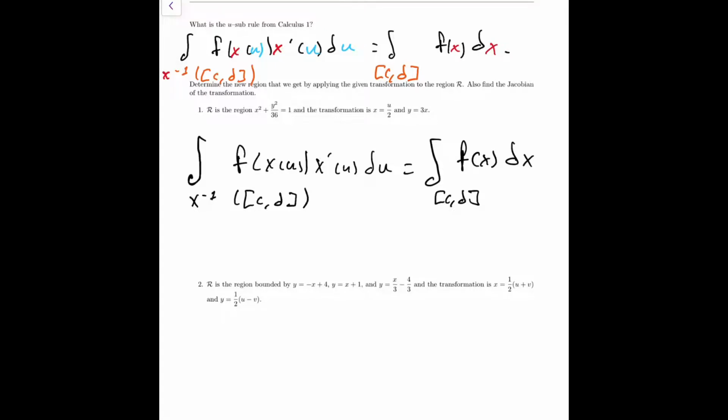In Calc 1, we normally begin with the integral that's on the left-hand side and transform this to the integral on the right-hand side because that is typically an easier integral to do.